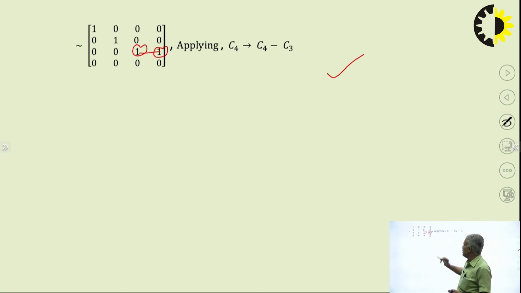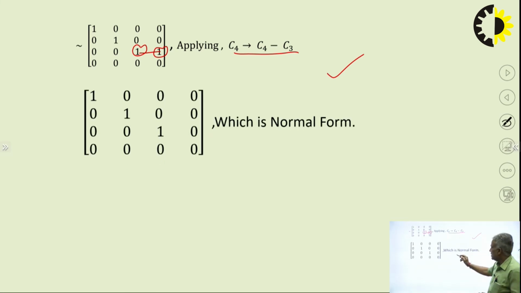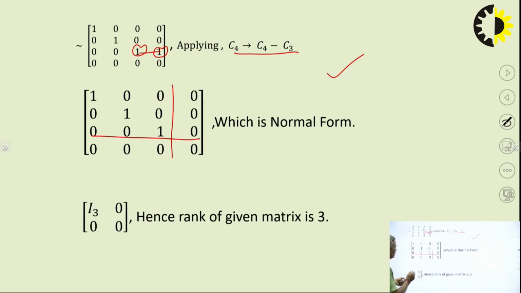So this minus this will be 0 here. I apply the operation C4 → C4 minus C3, and this will be the final result, and this is known as the normal form of the given matrix, right? And this is known as I3, and this is known as 0, and this is known as 0, 0. So this is the normal form of the given square matrix, and the rank of this matrix will be 3 here, right? So in this way, we explained what the rank is and how to calculate the rank with the help of echelon form and with the help of normal form.